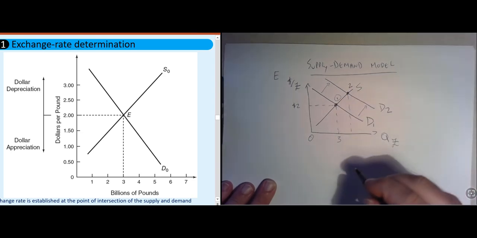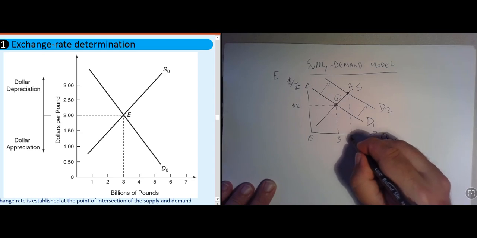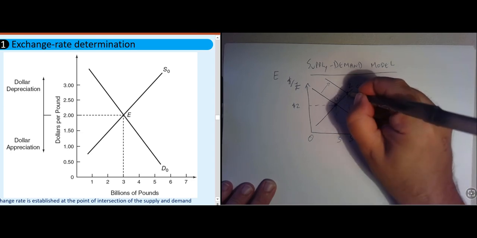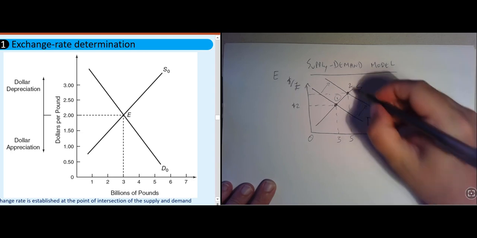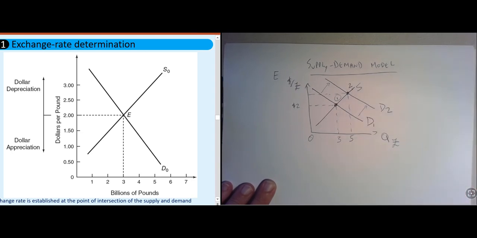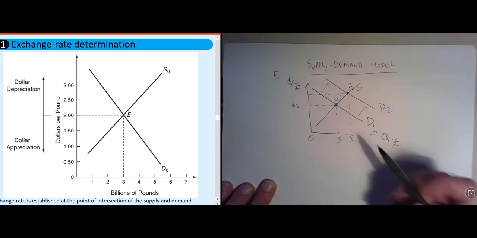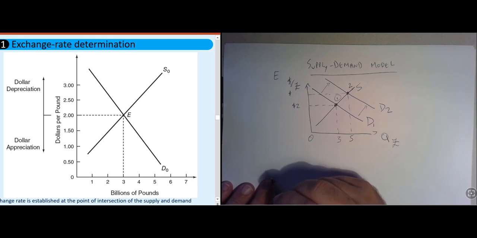Associated with that higher demand for British products comes an increase, let's say this is 5, an increase for the currency of that country. And at the same time, given that all else is equal, namely the supply of pounds, then pounds become more scarce, therefore more expensive. And let's say that this goes all the way to $3.